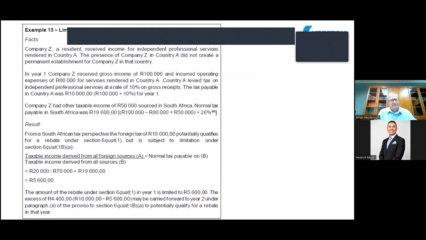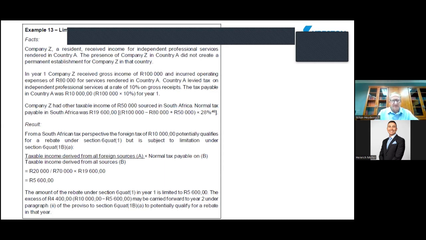All right. Let's look at another example. It's a relatively simple example. Company Z, a resident, received income for independent professional services in country A. The presence of company Z in country A did not create a PE in that country. So in year 1, you received gross income of 100,000 Rand and operating expenses of 80,000 Rand in country A. So in country A you've got 20,000 Rand of taxable income. Country A levied tax on that at 10% on gross receipts. So now it's not on your taxable income, but on gross receipts. So they take 100,000 Rand times 10% and withhold that 10,000 Rand.